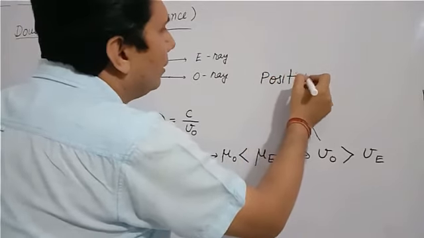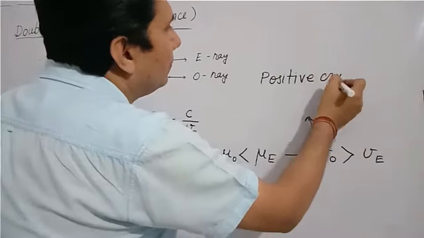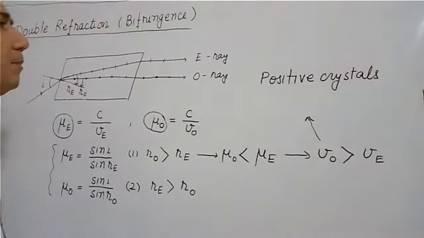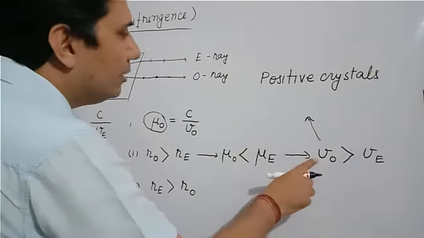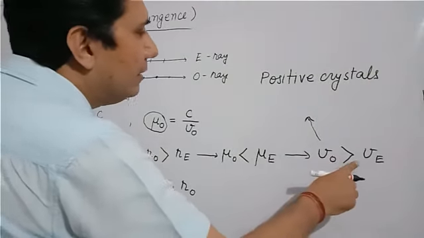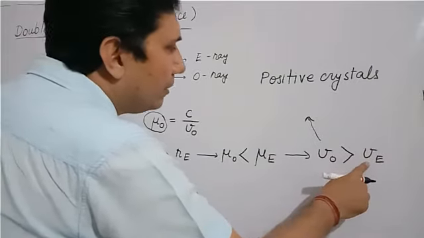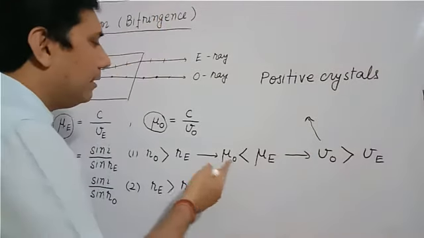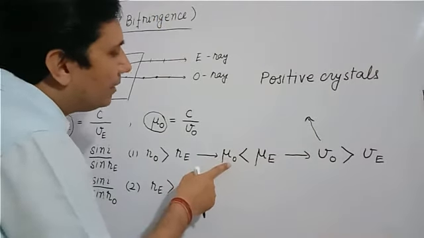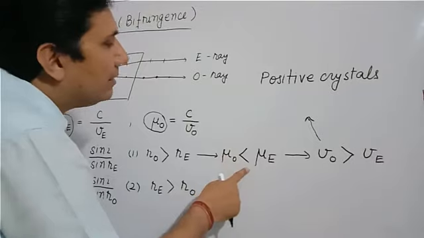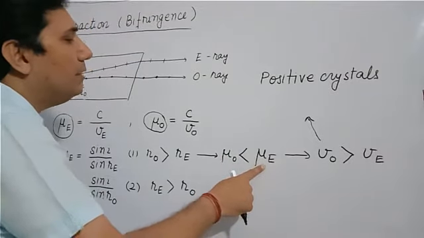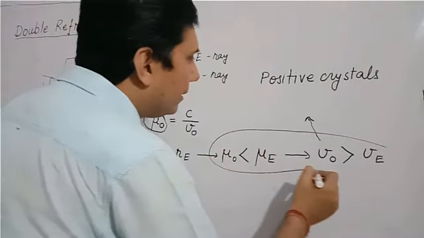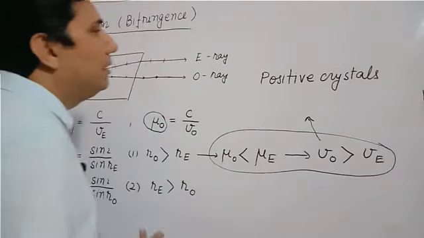They are known as positive crystals. Positive crystals are those doubly refracting crystals in which the speed of ordinary light is greater than the speed of E ray in the doubly refracting medium, or you can say that the refractive index of O ray is less as compared to the refractive index of E ray. So basically, this is the condition for a positive crystal.